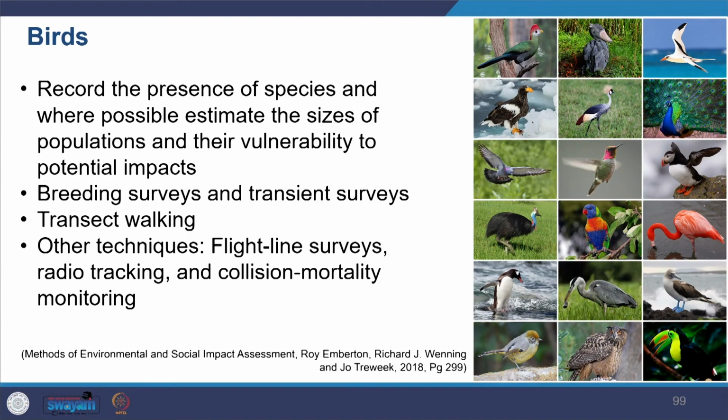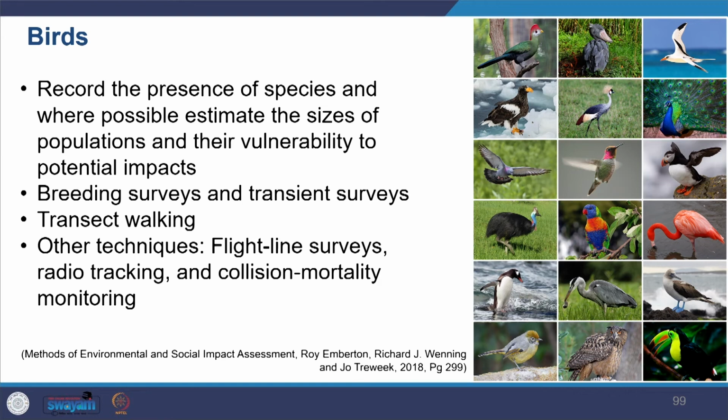And then you have to make a listing of the birds as well, and you would see what kind of species and what quantity, size and populations are there. The bird survey includes breeding surveys and transient surveys. And then you can also use transect walking. And then there are other techniques like flight line surveys, radio tracking and collision mortality monitoring.